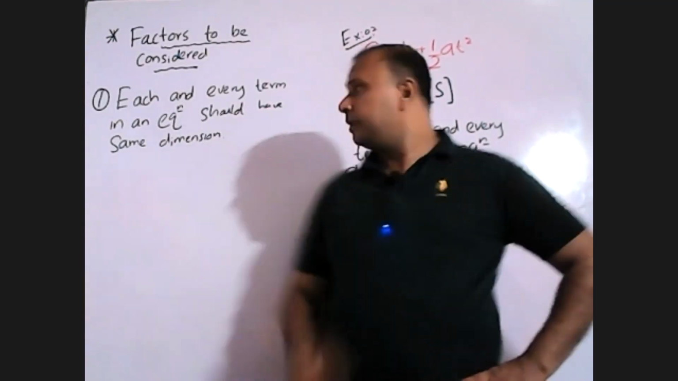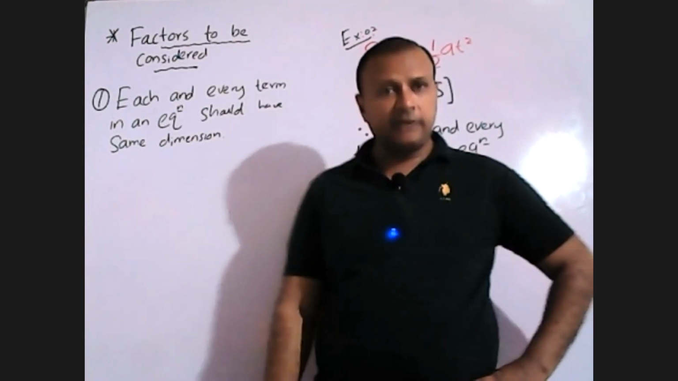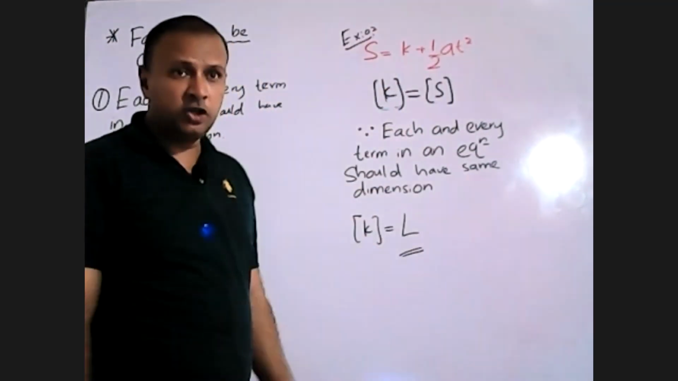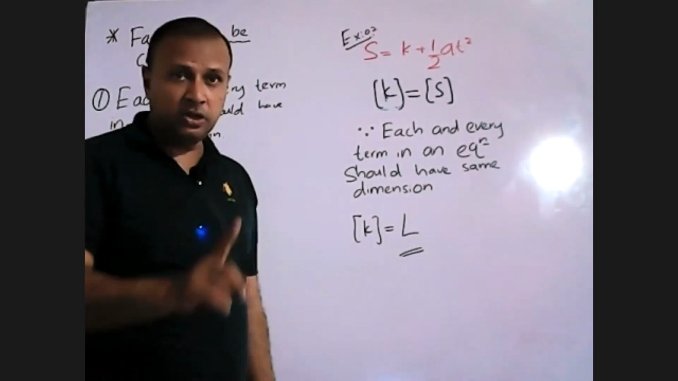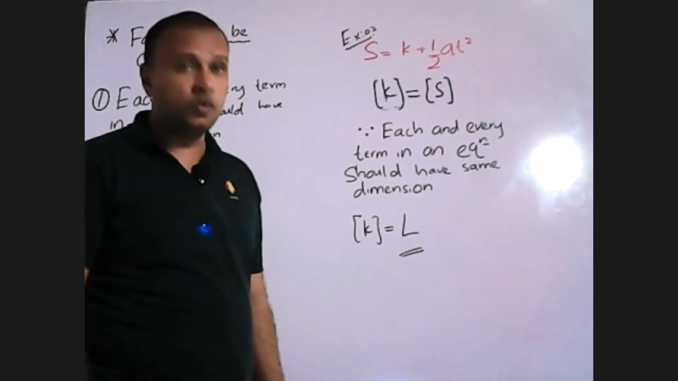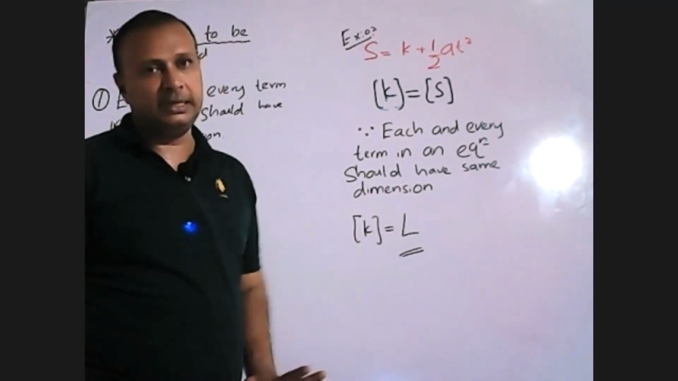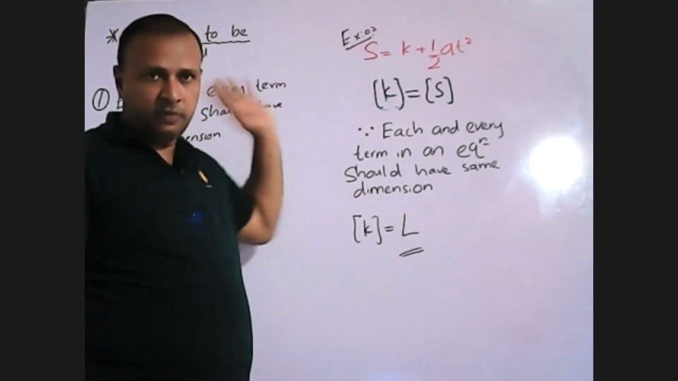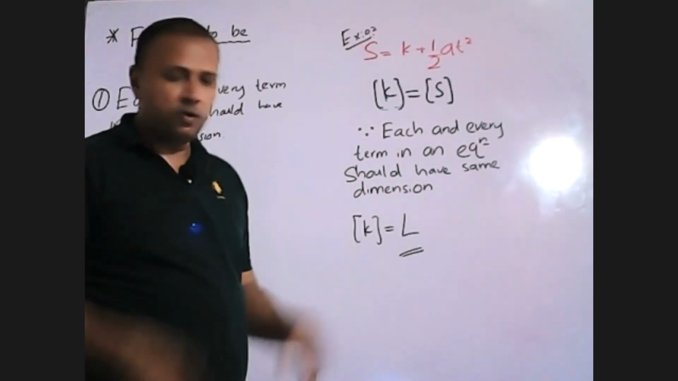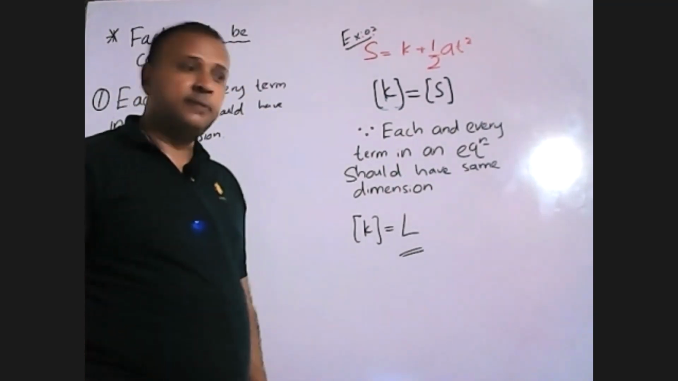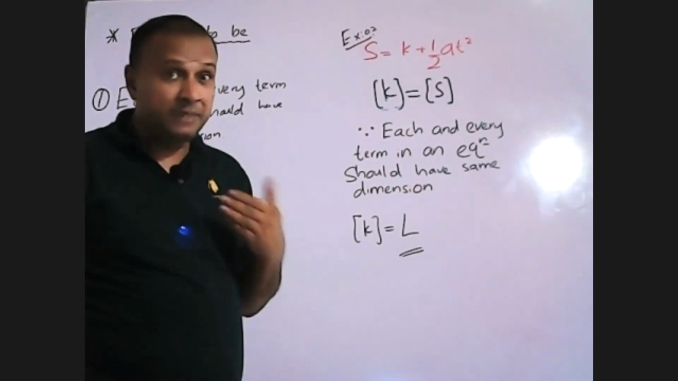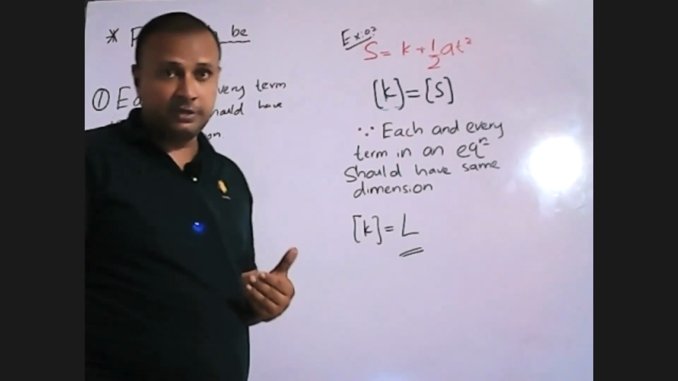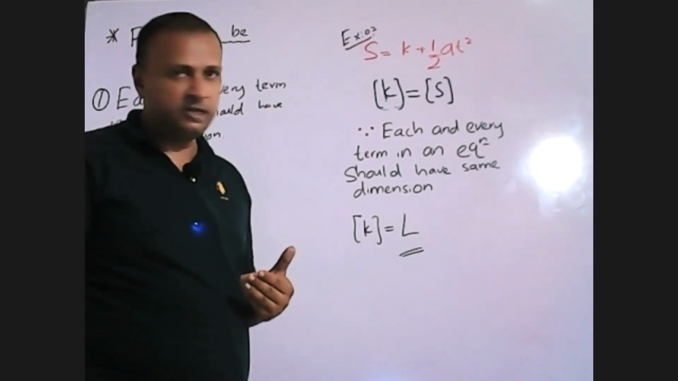First factor. In here, the first factor is each and every term in an equation should have same dimension. That is the first factor to be considered during this analysis. Normally, we are not given very simple equations. Normally, we are given some kind of complex equations. So, we have to consider these factors. Definitely, we have to consider these factors.